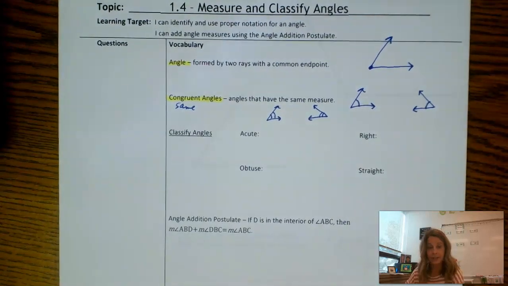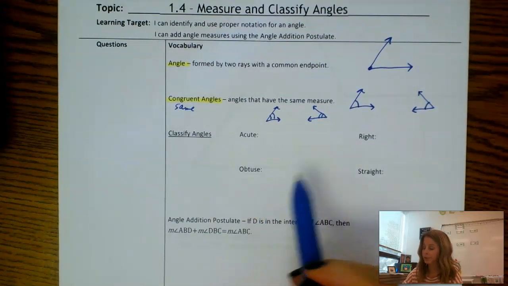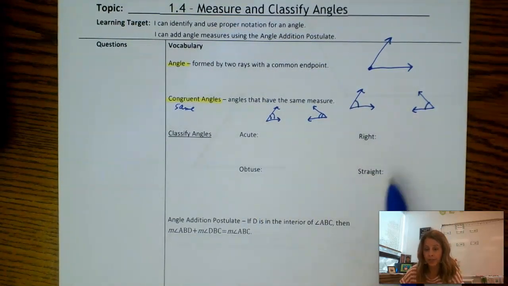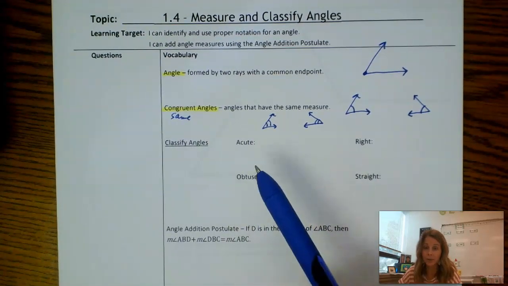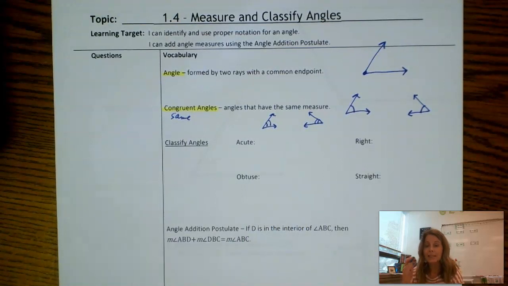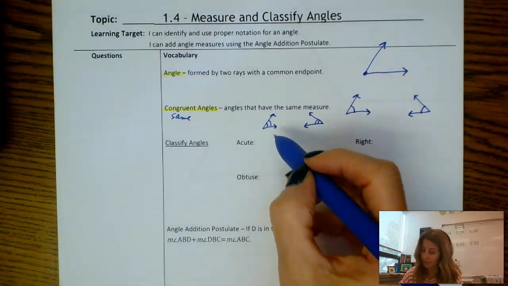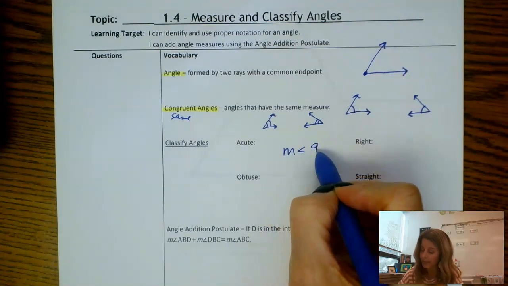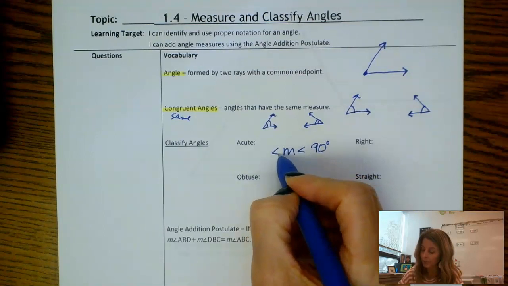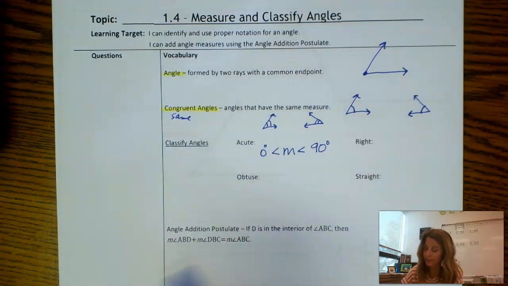Okay, classification: acute, obtuse, right, and straight. So typically we think of acute angles as angles that are less than 90 degrees. But less than 90 degrees, they can't be negative degrees. So here's how I'm going to write this. I'm going to say that M is my measure. I'm going to say it's less than 90 degrees, but it's greater than 0 degrees. So it's really a range in between 0 and 90.